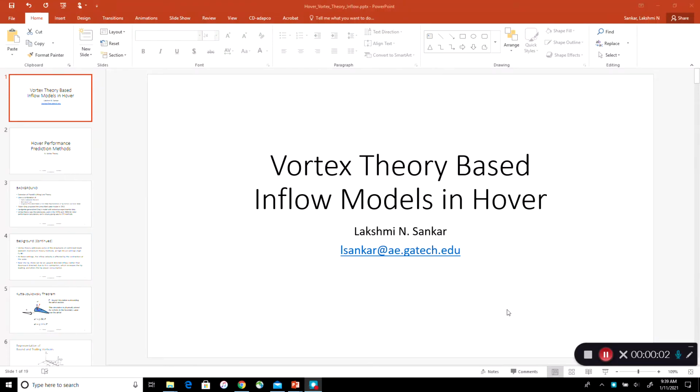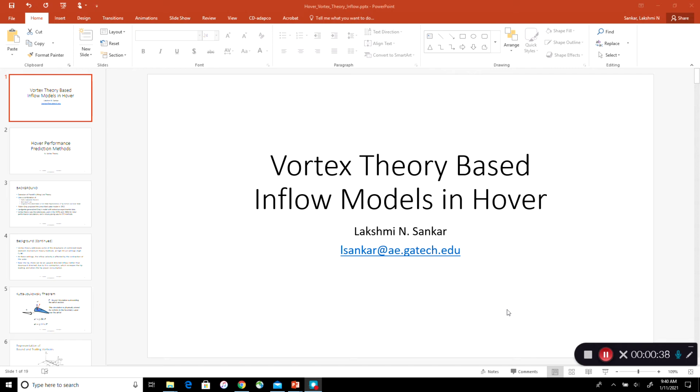We will continue looking at the inflow models for rotor in hover. Thus far, we have looked at two particular models. The first one is based on a very simple actuator disk. In that model, the inflow was assumed to be completely uniform. So we got some analytical expressions, for example, lambda I, which is a non-dimensional inflow ratio in hover, was simply the square root of Ct, which is the thrust coefficient, divided by 2. Ct over 2 is inside the square root.